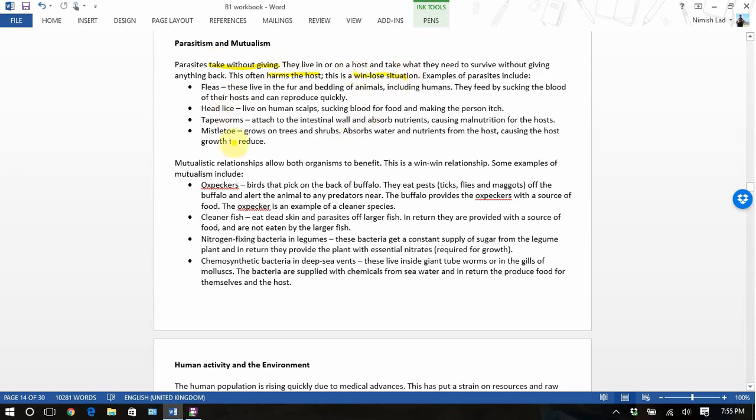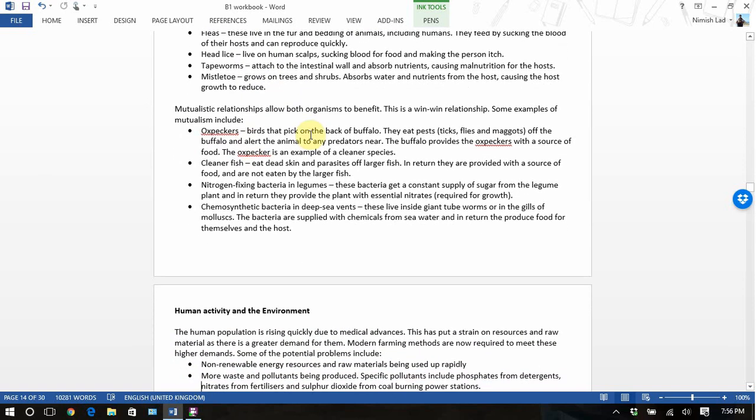So you've got fleas. They live in the fur of animals and sometimes humans, and they feed by sucking blood. It sounds disgusting, and they reproduce really quickly. Headlice do the same thing: they live in human scalps, sucking blood for food, making the person itch as well. Tapeworms attach to the intestinal wall and absorb nutrients, and that causes malnutrition for the host. And mistletoe grows on trees and shrubs, and it absorbs water and nutrients from the host, and therefore the host's growth can reduce, occasionally dying, not often, but definitely taking away water and nutrients from them.